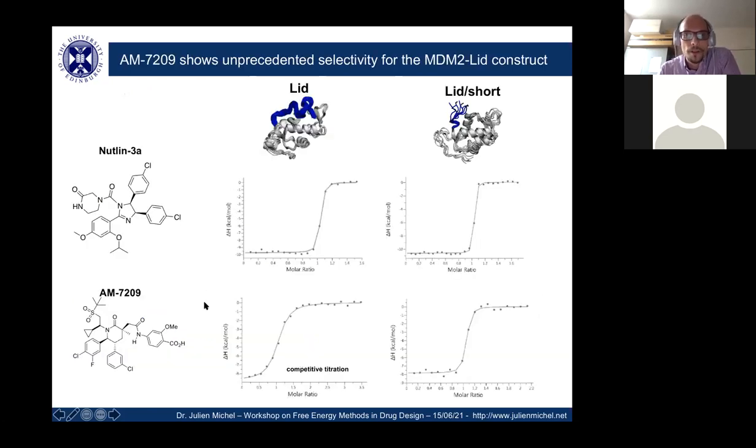So onto our measurements. First, we verified that for Nutlin 3A, which is a well-known MDM2 inhibitor, we could reproduce the literature trend. If we carry out our ITC experiment, we see roughly similar behavior in terms of binding to lid or lid short. For AM7209, we see extreme potency against the full lid. So in fact, we need to use a competitive titration protocol to be able to work out its affinity. But to lid short, there's a substantial effect, and we can use a direct titration approach.